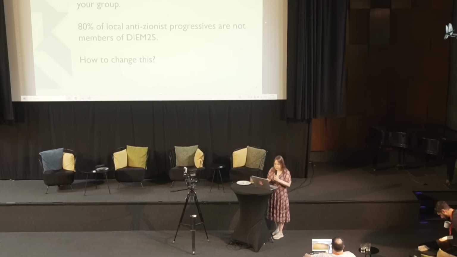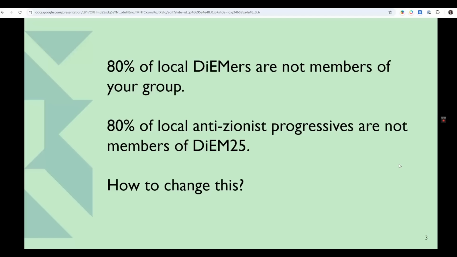So, why this presentation? 80% of local DiEMers are not members of your group, and in some places it's significantly more than 80%. And also, 80% of local anti-Zionist progressives are not members of DiEM25. These are two things that I would really like to change. So, how to do that?